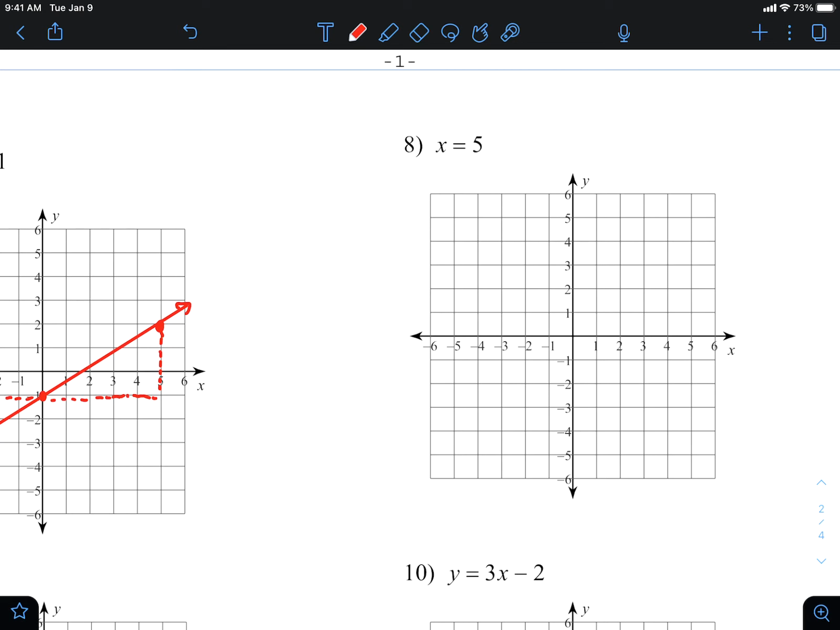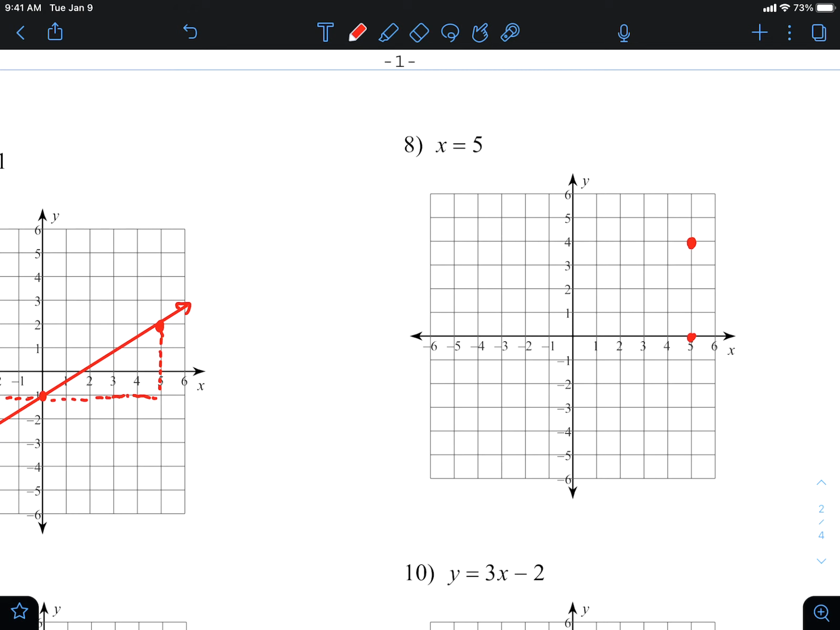So that means that the y value could be anything. If we don't say what the y value could be, it could be anything. All we know is that the x value has to be 5. So that could be a point where y is equal to 0. But this could also be a point.